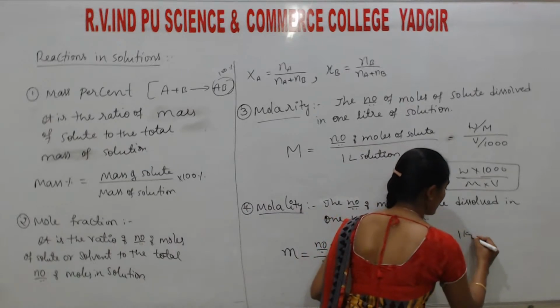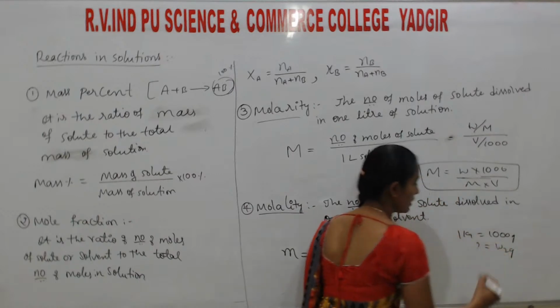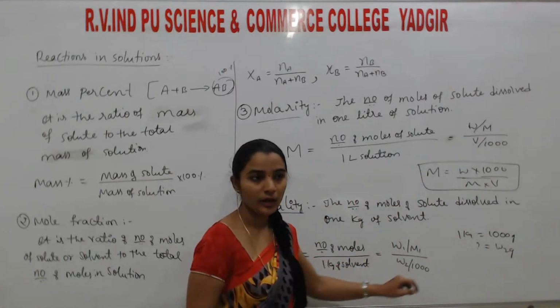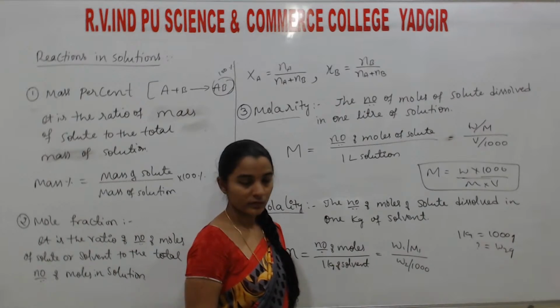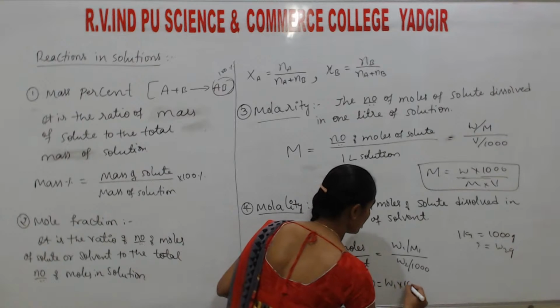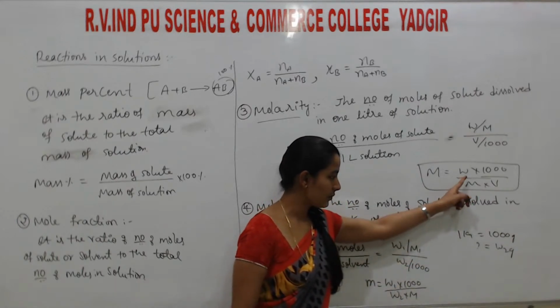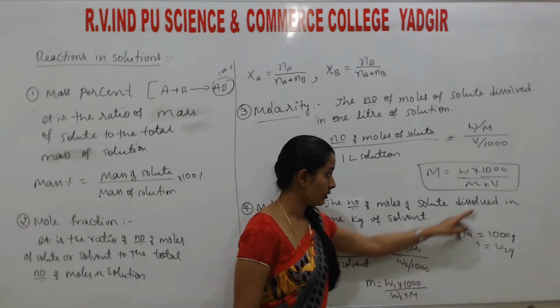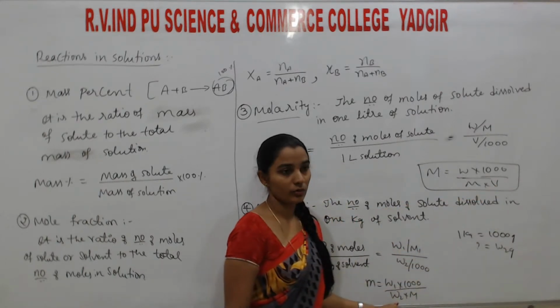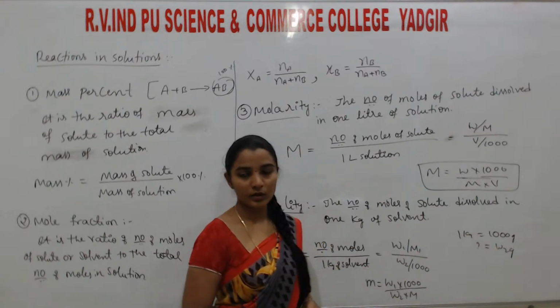Means 1 kg is equal to 1000 gram. Here W2 gram is there. How many kg? W2 divided by 1000. The formula becomes m is equal to W1 into 1000 divided by W2 into M. So students, among these two, only the change is that here volume is there, here W2 is there, in gram. While doing the problems, you will come to understand.